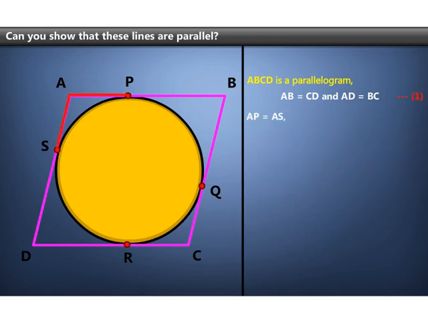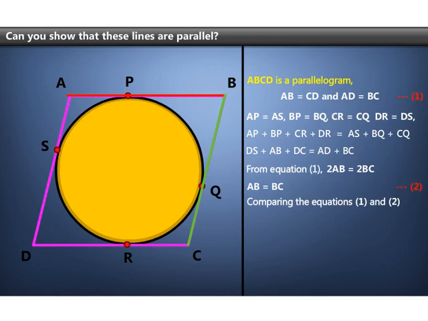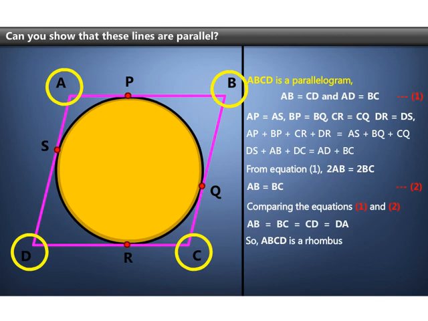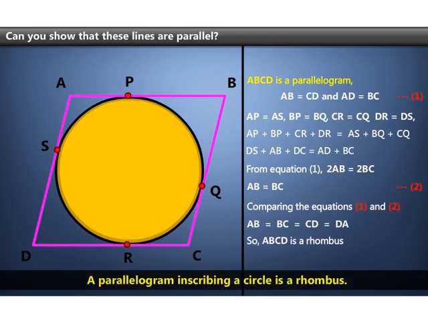Therefore, AP is equal to AS, BP is equal to BQ, CR is equal to CQ, and DR is equal to DS. Adding up all these equations and simplifying, we get AB is equal to BC. Comparing equations 1 and 2, we get AB is equal to BC, that's equal to CD, and that's equal to DA. All sides of a rhombus are equal, so ABCD is a rhombus. Therefore, a parallelogram inscribing a circle is a rhombus.